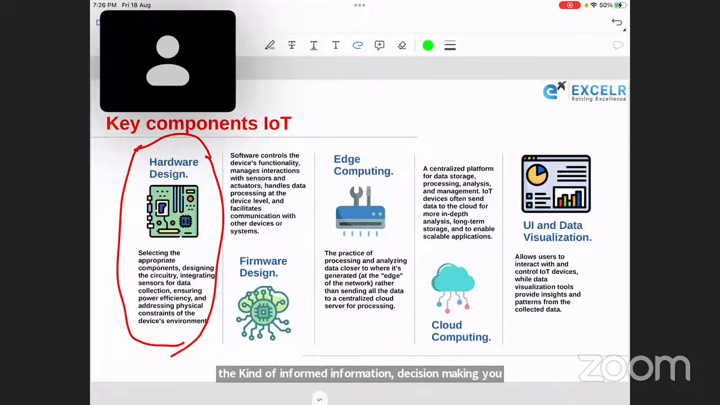It's not only about design. I can't just take 4 components, connect them, and get data. No, not like that. You have to understand the physical constraints also. Okay. Now let's go into the firmware design.